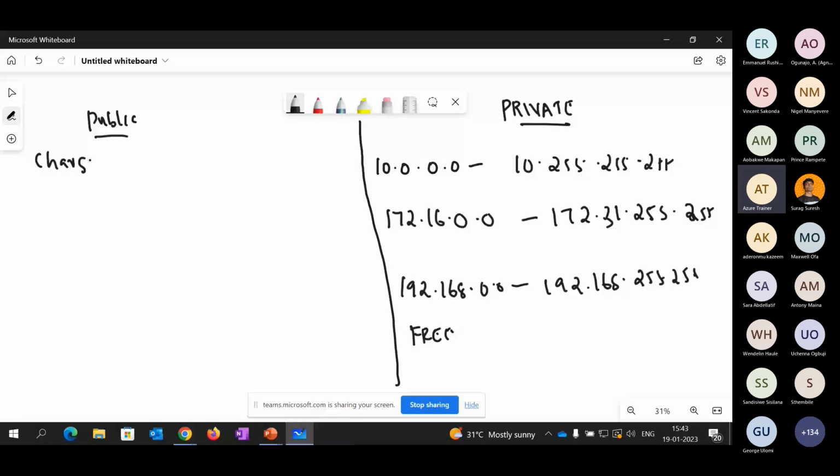Public IP address, if you are taking the Azure side, who will be using a public IP address here? Whoever has internet-facing requirements will be using a public IP address. When you take Microsoft Azure, any virtual machine that needs internet will have a public IP address assigned. That network interface card will be assigned a public IP address.